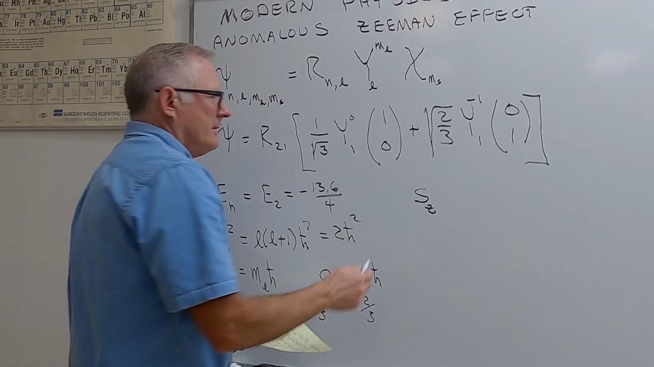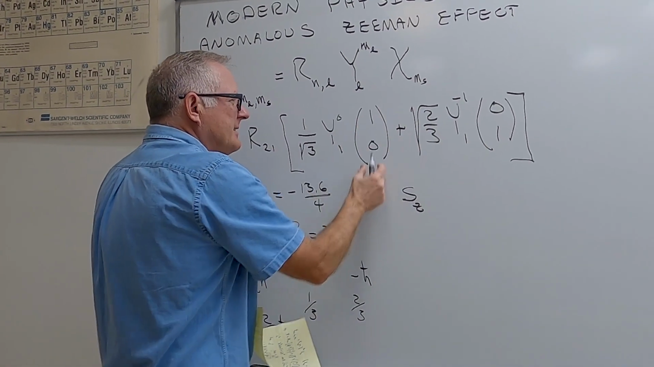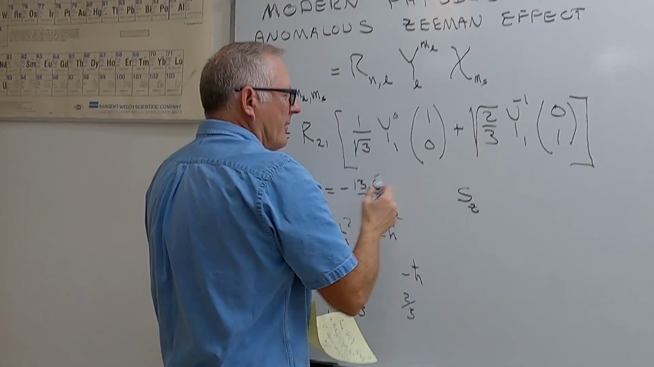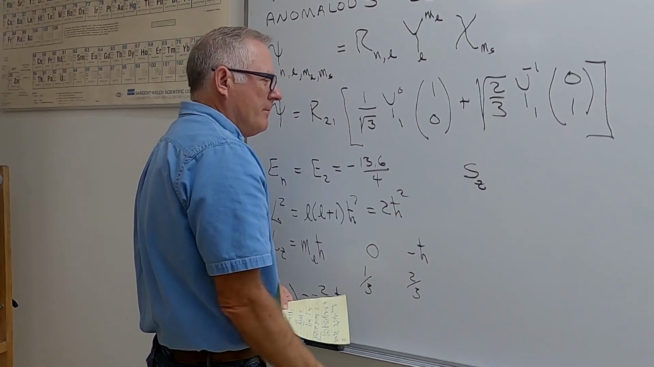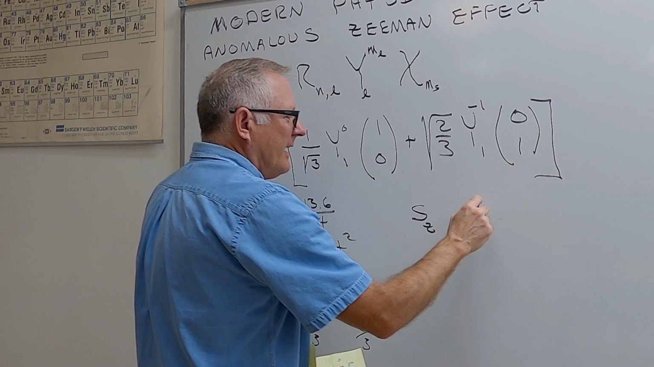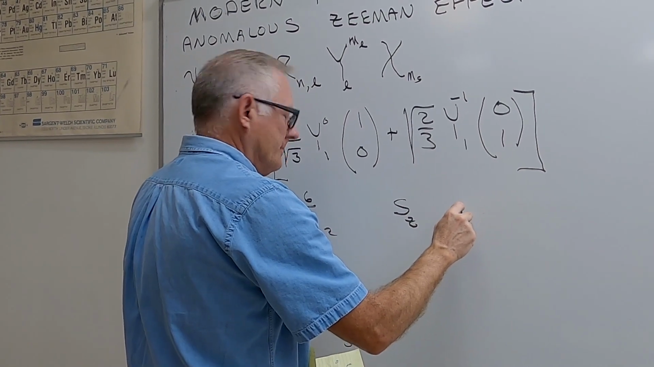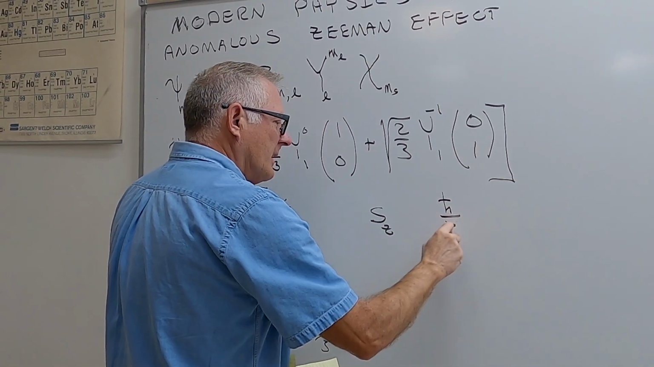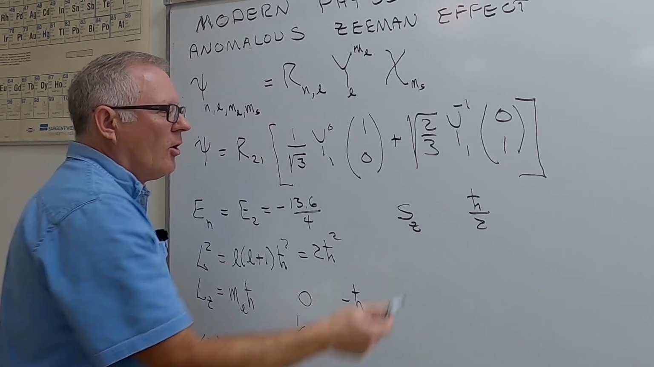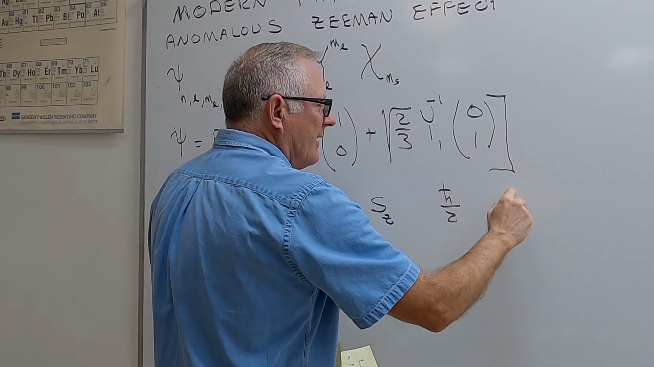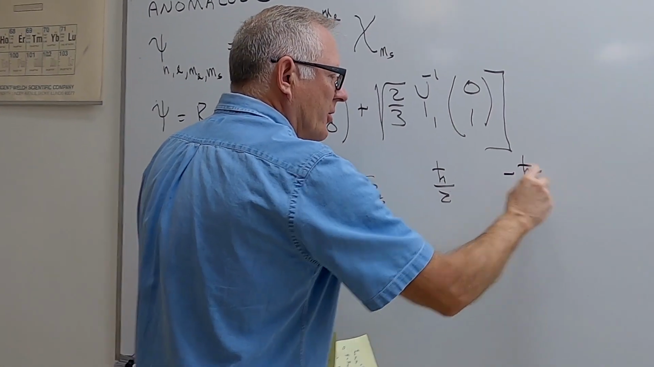Well, if I put S sub z, this is just my up state right here. If I measure S sub z, I'm going to get h bar over 2. That's one thing I could get from this. Or I could measure the down state and get minus h bar over 2.